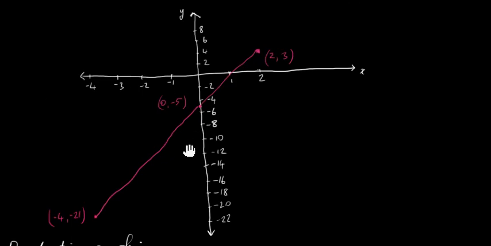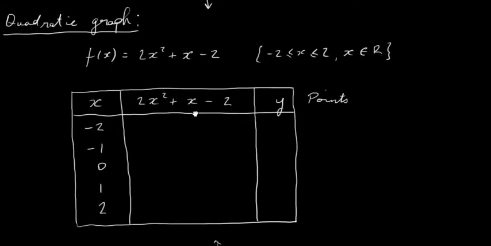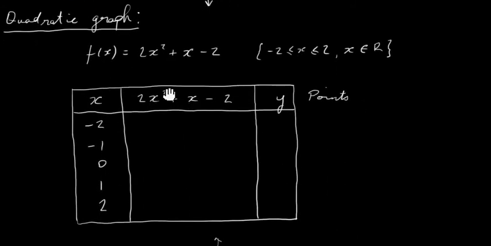Let's have a look at a quadratic graph now. This is the same kind of thing again, except in this case, look what we've got. We have a function here. This time I've called it f, and we're going to put x's into our function. This time we have 2x squared. So we see an x squared here, which indicates that it's going to be a quadratic, plus x minus 2. And this is in the form y equals ax squared plus bx plus c. So it's a quadratic graph.